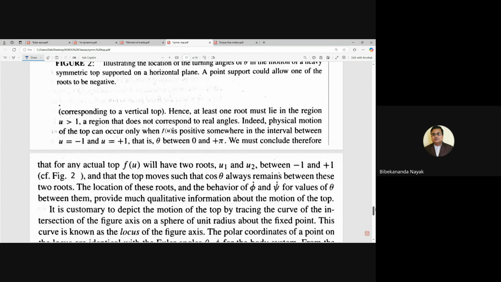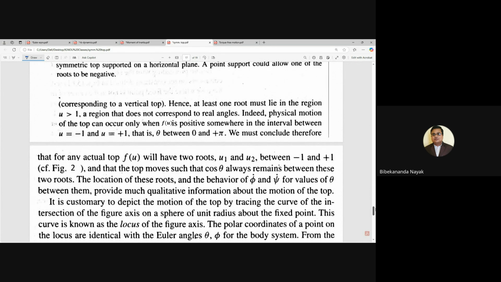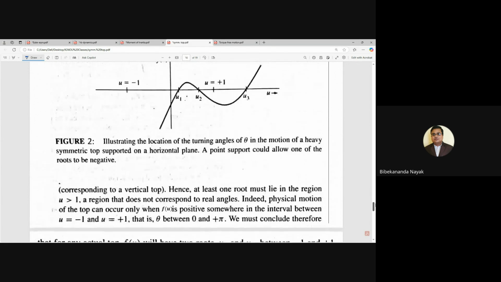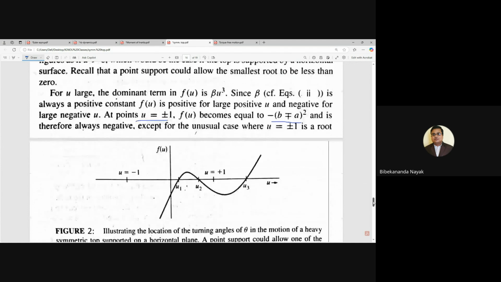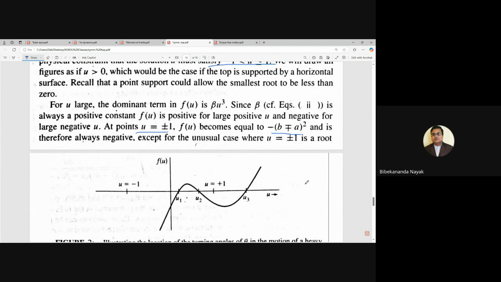For any actual f you will have two roots, u1 and u2, between minus 1 and plus 1, because u is equal to cos theta. Cos theta has maximum value plus 1 and minimum value minus 1. So at least two roots exist, because if you see the cos theta figure given here, there are at least two roots present.